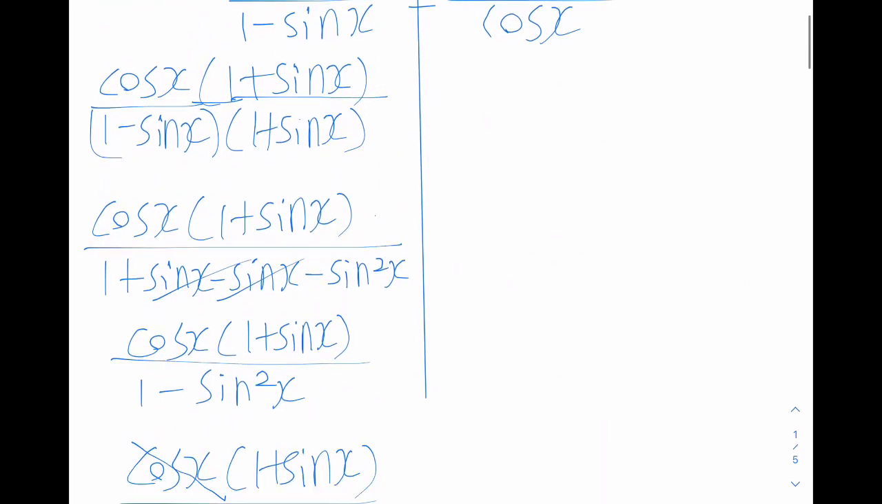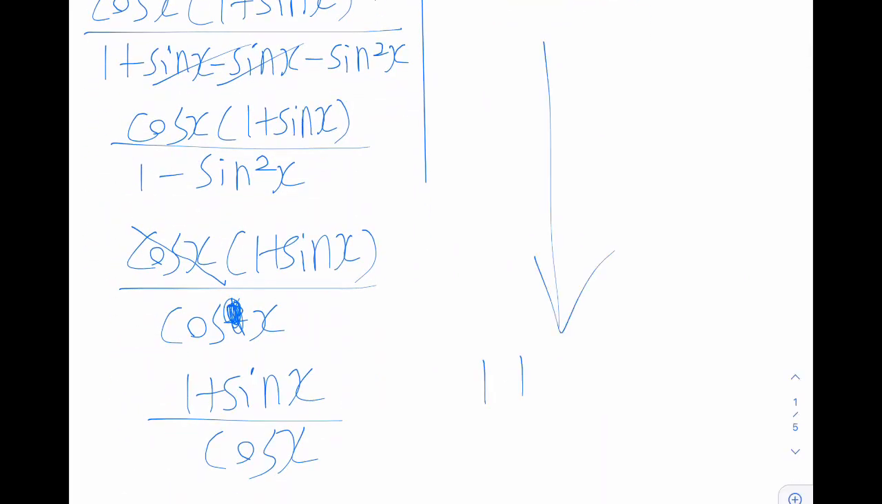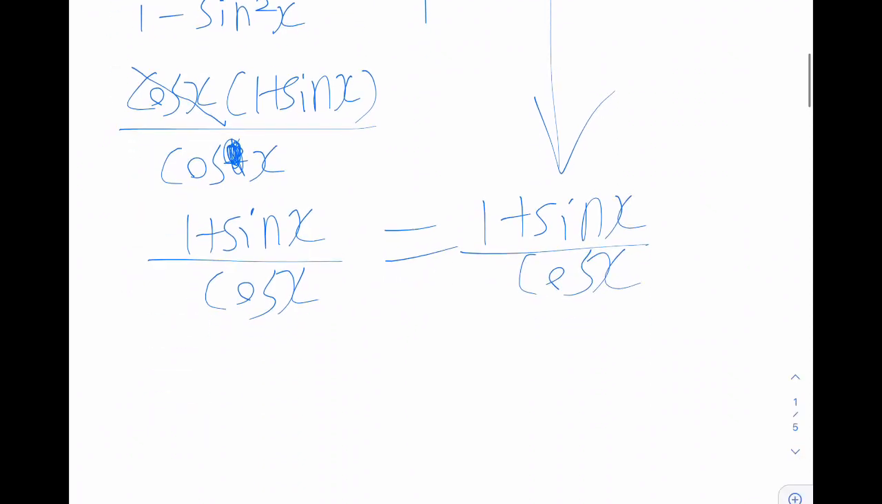1 plus sine x over cosine x. So if we bring that down, 1 plus sine x over cosine x, they are equal. So basically, left side is equal to right side. Therefore, we just proved that this equation is true, guys.